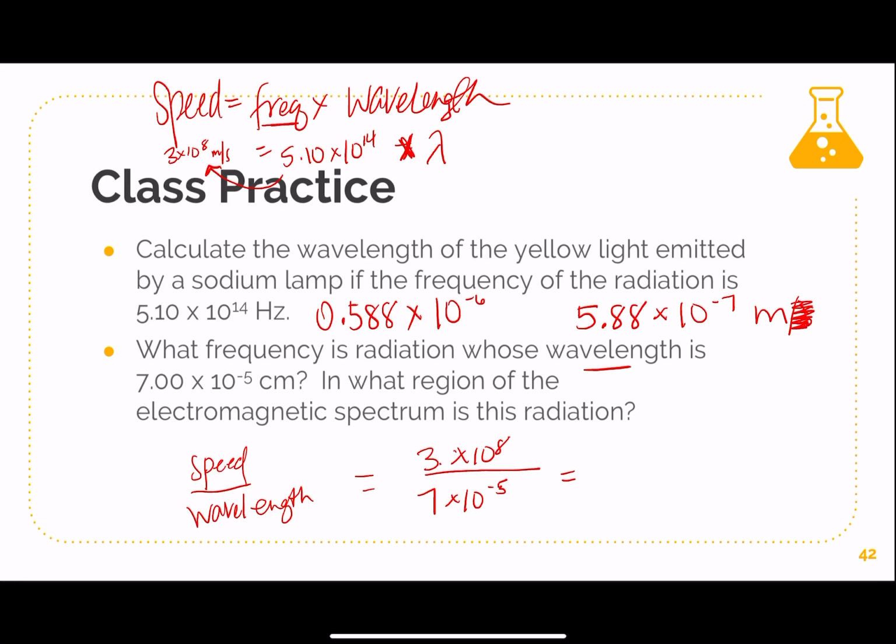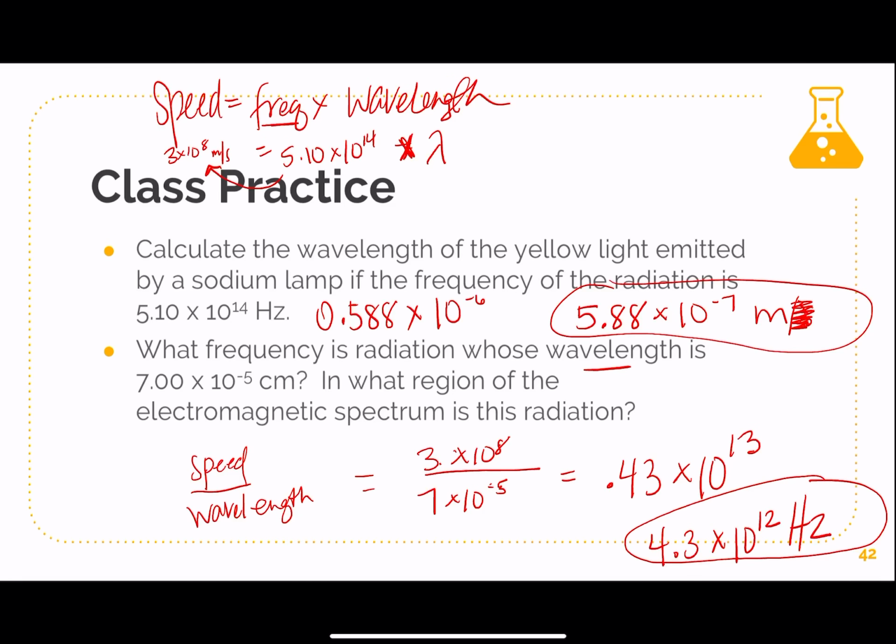So when you divide that out, 3 divided by 7 is 0.43 times 10 to the 8 minus negative 5, which is 8 plus 5, which is 13. Okay? 0.43 times 10 to the 13, or 4.3 times 10 to the 12 would be the proper way. And this is a frequency, so we can express it as hertz. Again, some of them may give you a different speed on your assignment today to plug in instead of 3 times 10 to the 8th.